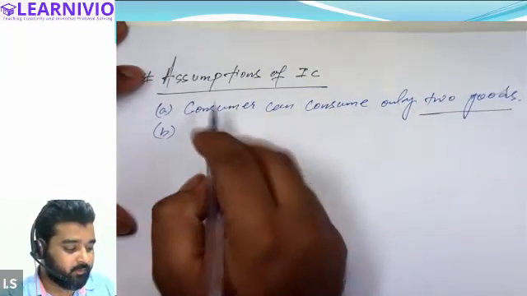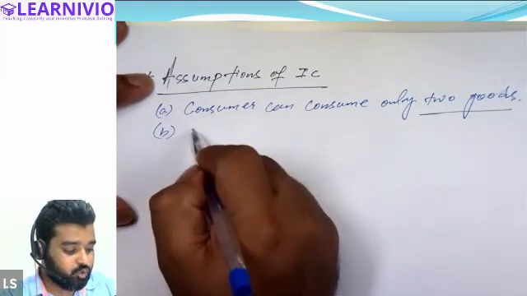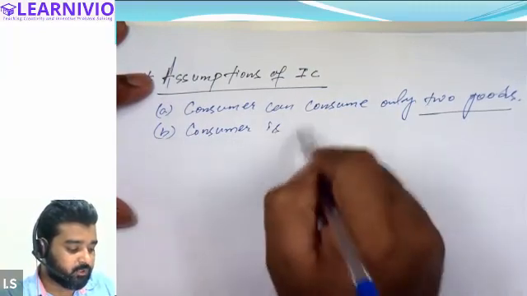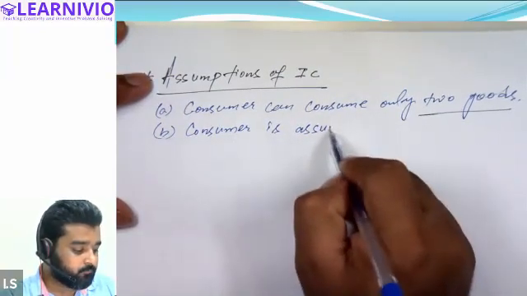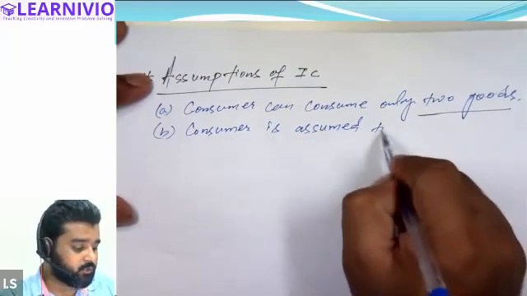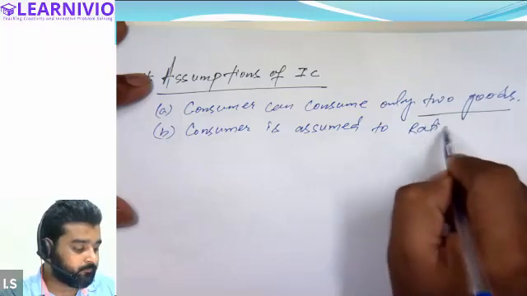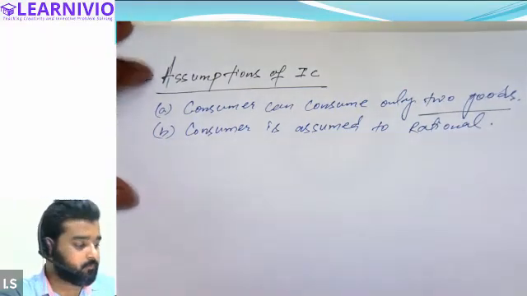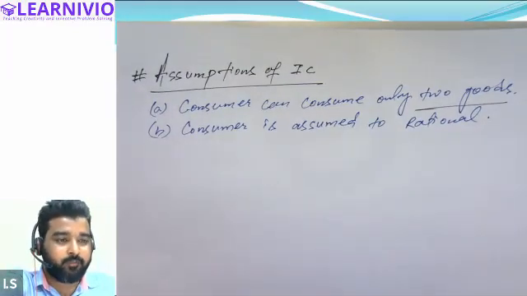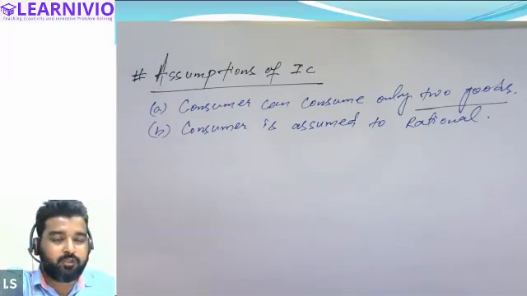The second thing that we are assuming is that the consumer is rational. What is the meaning of rational? Can you tell me? Consumer is assumed to be rational. Who is a rational consumer? A rational person is one who is able to differentiate between what is good and what is bad for him.